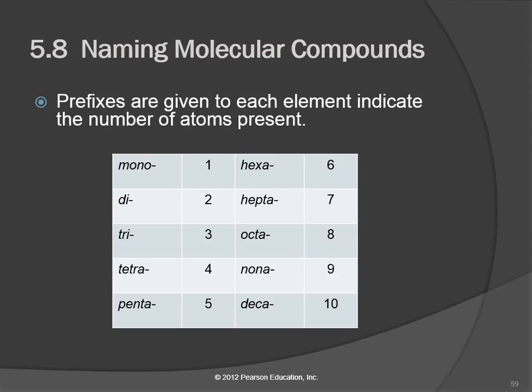Because there aren't any charges to give us a clue about how many of each there are, because there aren't any ions, we need to tell each other how many there are using prefixes. So you need to know the meanings of these prefixes.